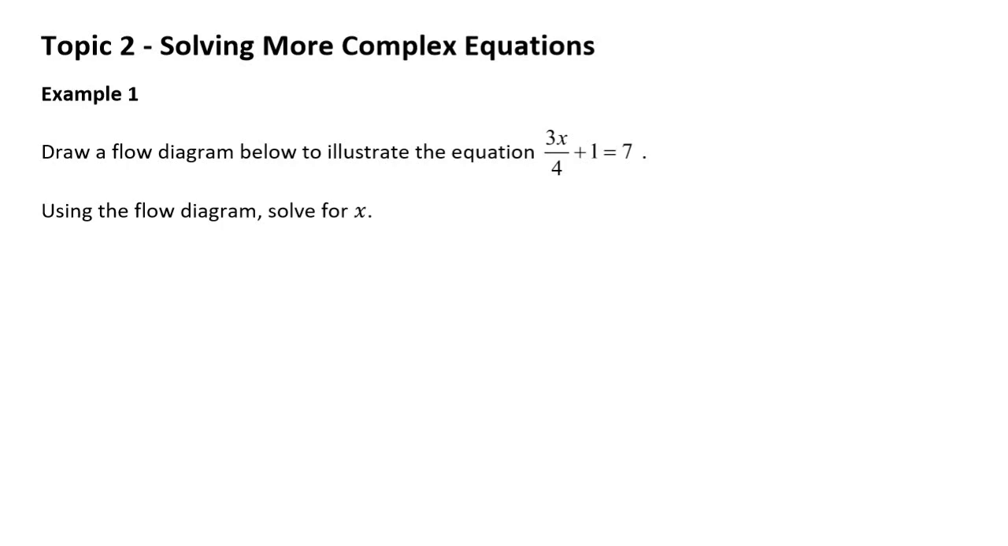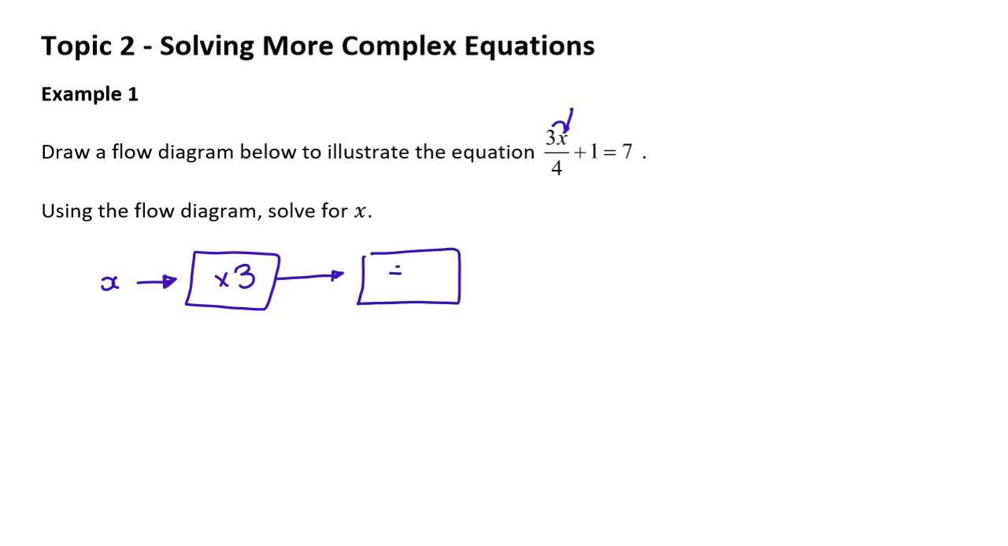So example 1 says, draw a flow diagram to illustrate this equation. Now the reason why we're doing this last flow diagram of ours is just so we can see our order of operations. So if this is x, if I'm putting x into a flow diagram, the first thing that I would do to x is multiply by 3. I wouldn't divide by 4 first, simply because the x is more directly attached in my mind. So I would multiply by 3 first, then I would divide by 4, then I would add 1, and I would get out a value of 7. So that would be my flow diagram.